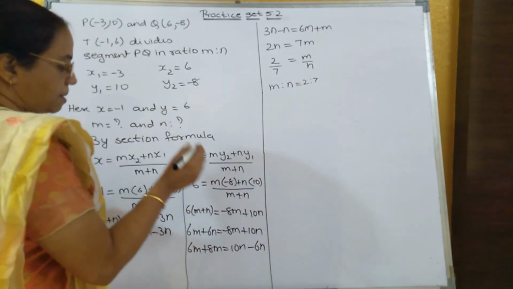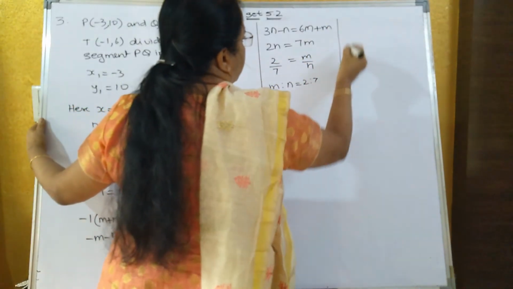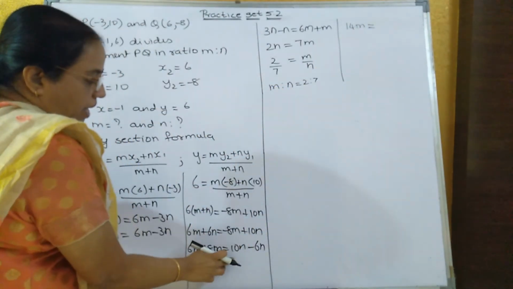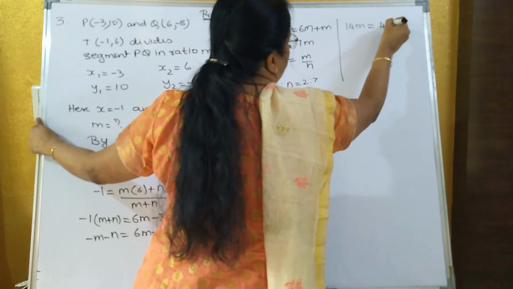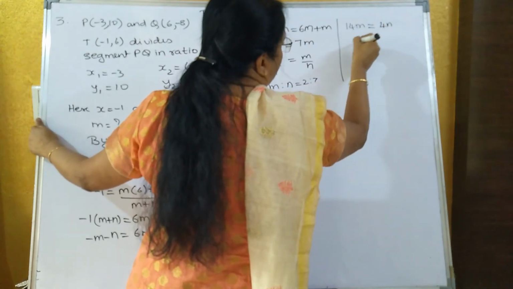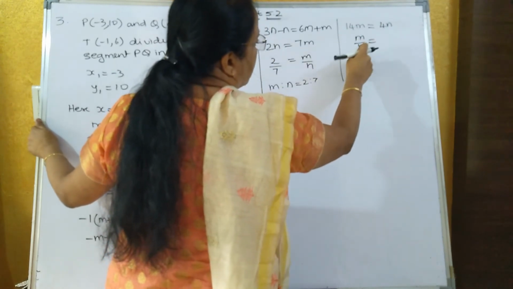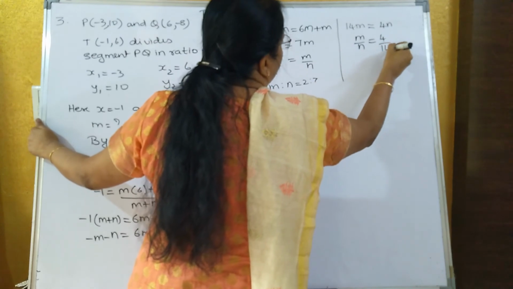Now 6m plus 8m is how much? 14m. 14m is equal to 10n minus 6n is how much? 4n. Therefore m upon n is equal to what? Bring this n on this side, so it will become m upon n is equal to 4. Take the 14 on the other side, you'll get 4 upon 14.